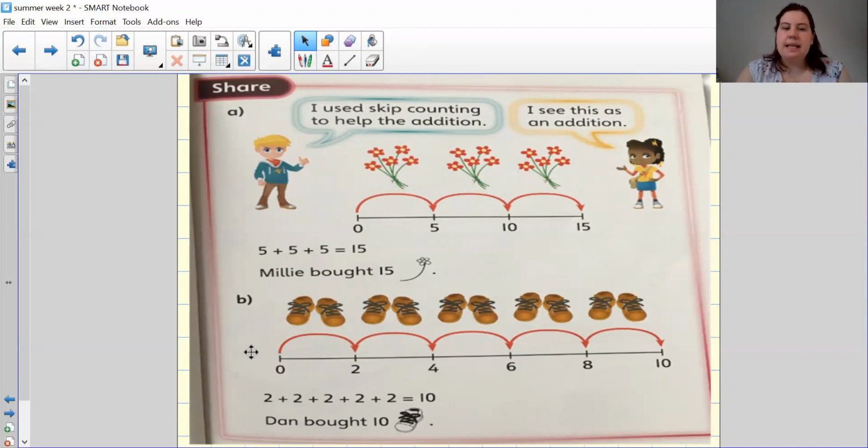Then B is asking about pairs of shoes. We know that a pair of shoes is equal to 2, so I already knew that I should be counting in 2s. How many did he buy? He bought 1, 2, 3, 4, 5 pairs. That means I needed to skip count 5 times, counting in 2s. Count with me: 2, 4, 6, 8, 10. Well done if you said that at home. Underneath, as you can see, he has written out his number sentence to represent his skip counting on his number line.